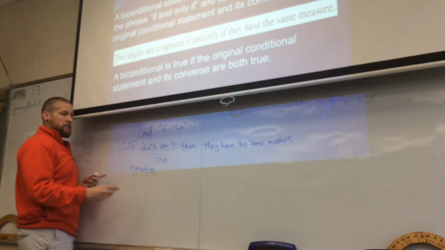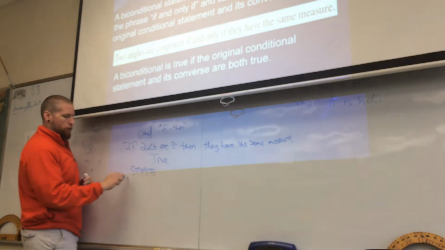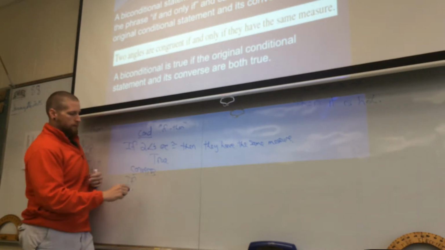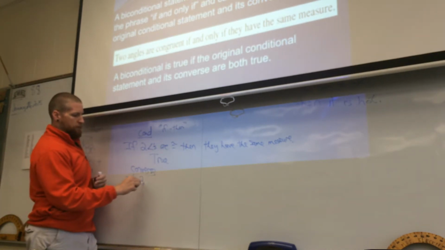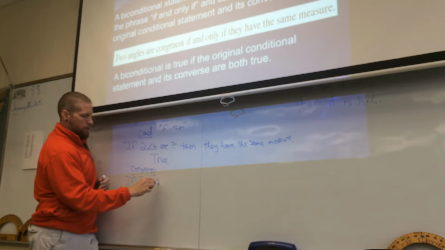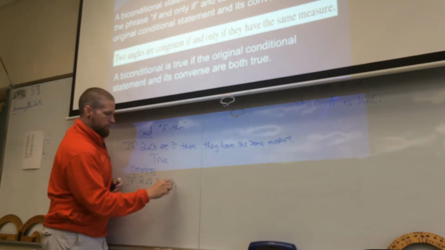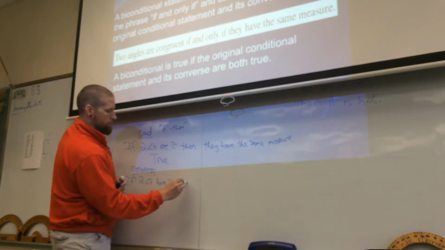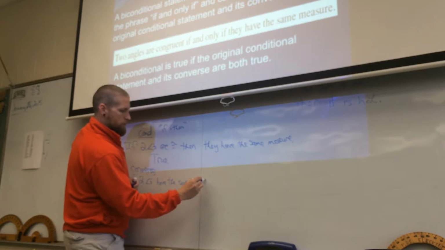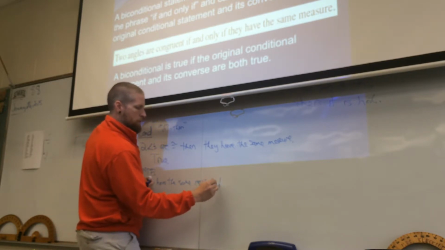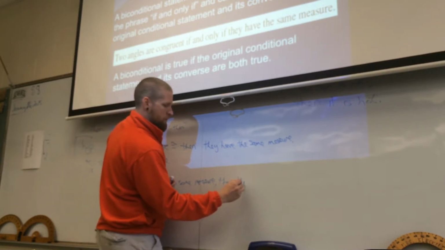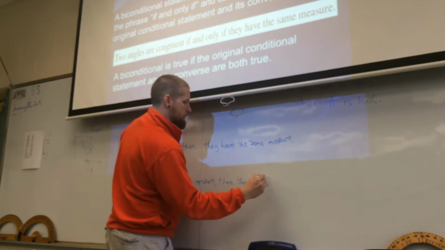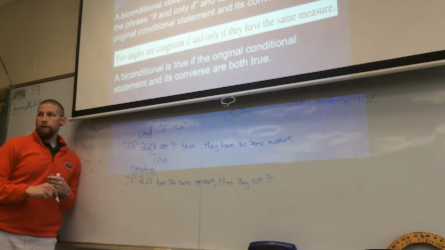So again, all of this stuff would have to happen. This would be all the work I would expect to see. And the converse would be, if two angles have the same measure, then they are congruent. I would do the same thing.